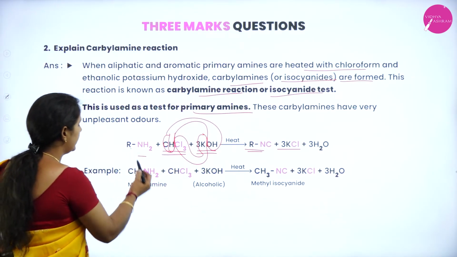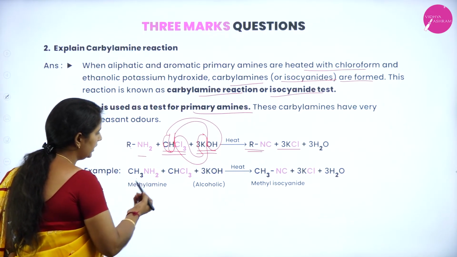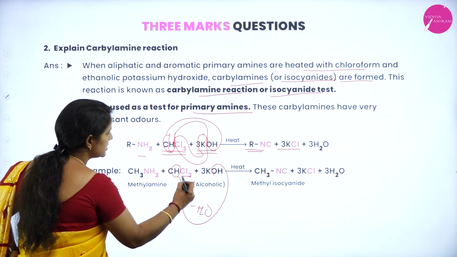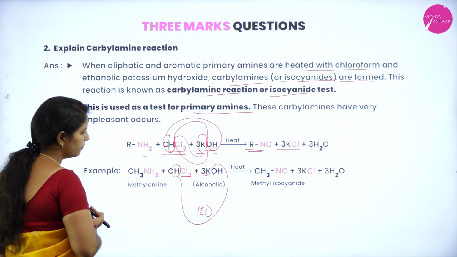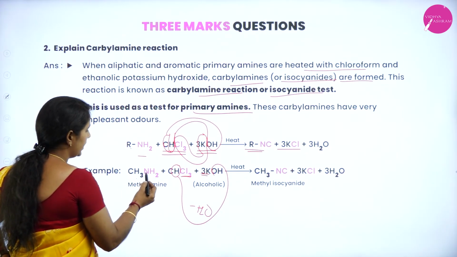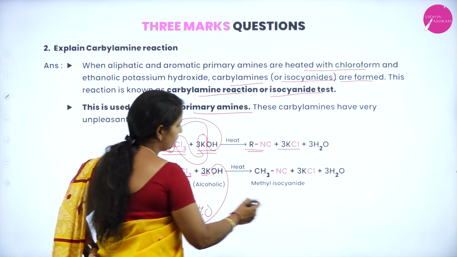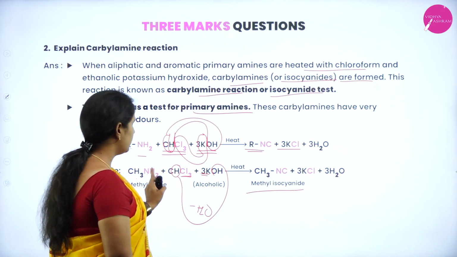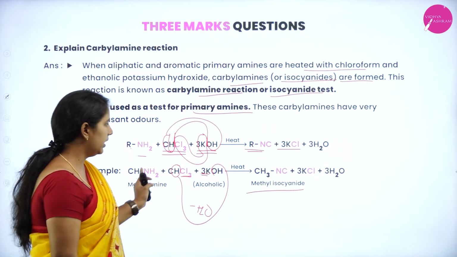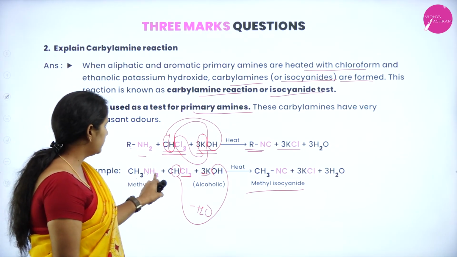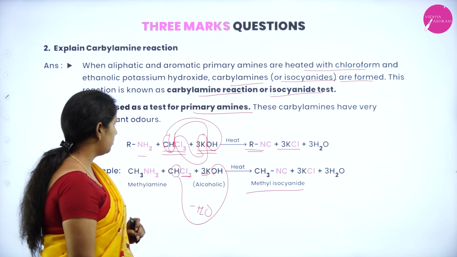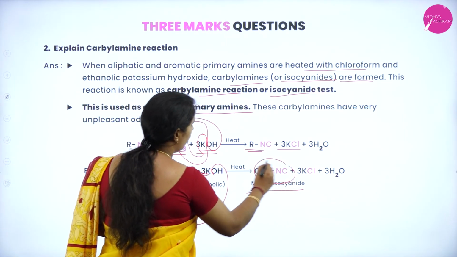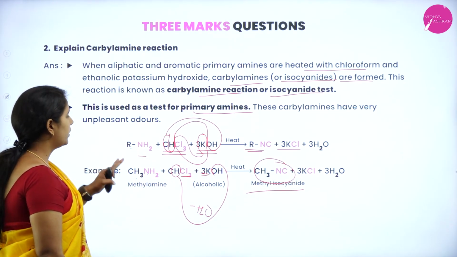Similarly, you can replace the R with CH3. It is ethanamine. You can see that this H and this OH will be removed in the form of water. This 3Cl and 3K will be removed in the form of 3KCl, and the remaining CH3N and C will be there, and that will form methyl isocyanide. So this is how 3OH will be there. You can take two more hydrogen atoms from the N. Two hydrogens and one OH and H will be removed in the form of 3 water molecules. So this is how the isocyanide is formed, or it is known as what? Carbylamine from the primary amine.